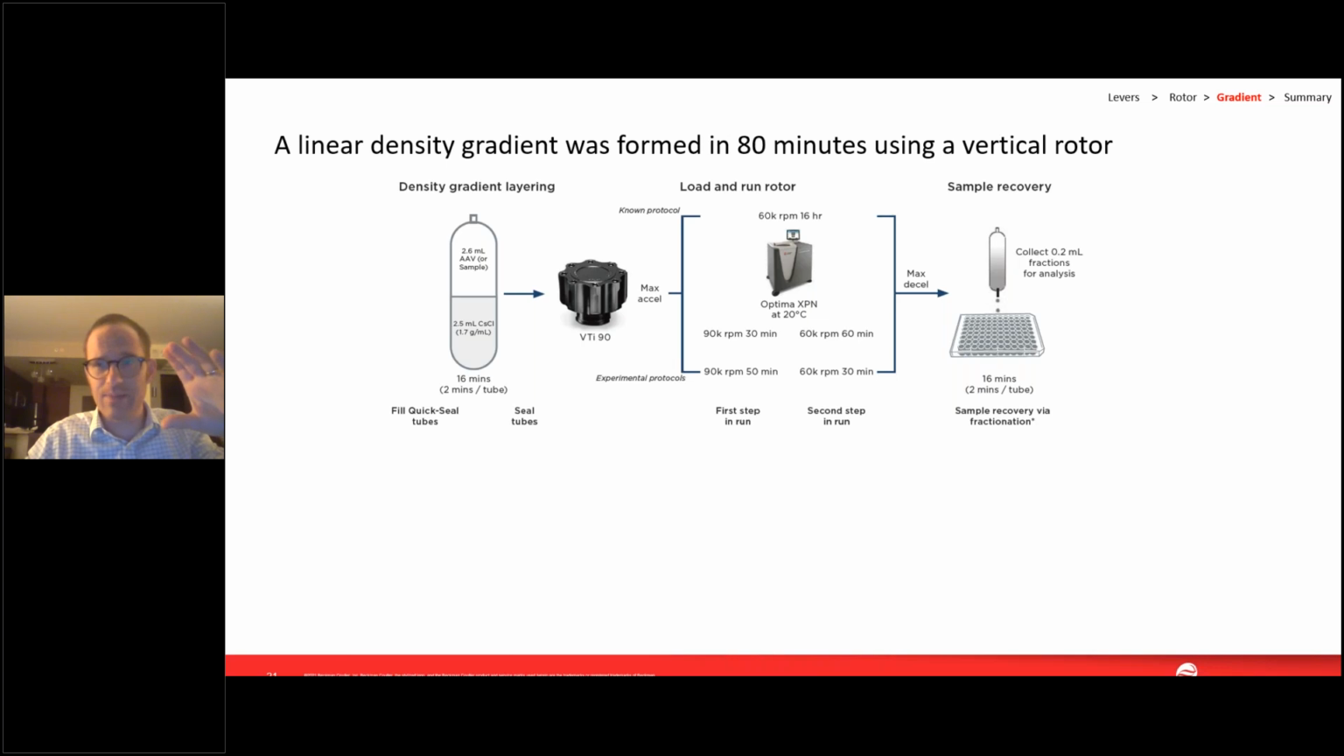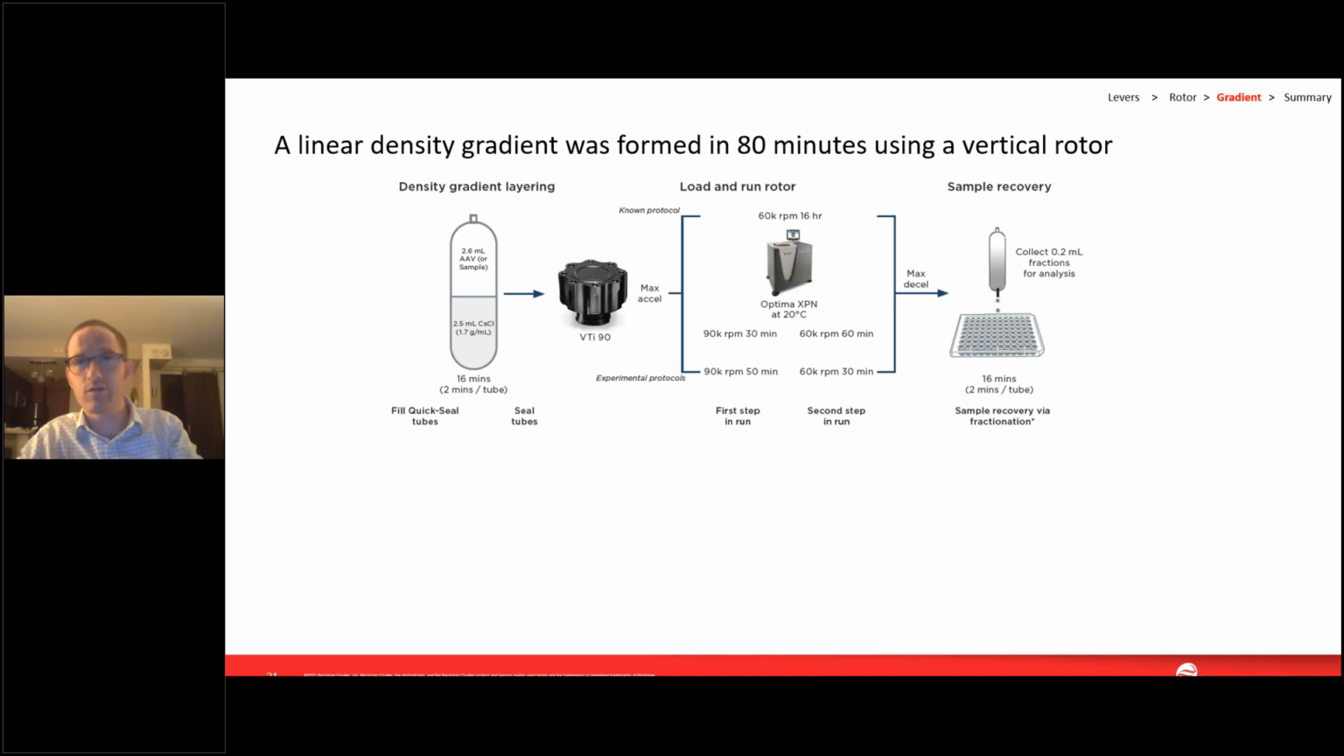It doesn't matter really what sample we used, AAV here, and then we have the cesium chloride at the bottom. In this instance, we used the VTI 90 vertical rotor. And our known protocol that we were comparing against was a 16-hour run. But we were trying to get this time down, and we used about 6 different test times. I'm only showing 2 here, where we ran it at 90K RPM, so at max speed, for either a half an hour or 50 minutes.